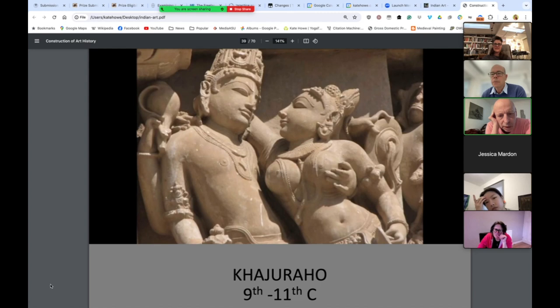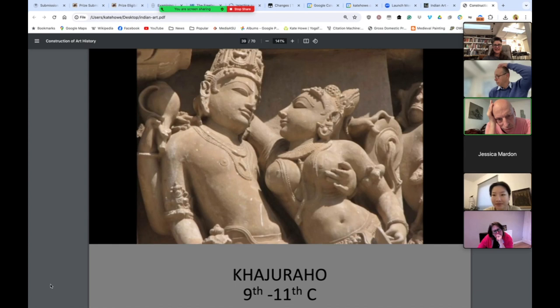This is Khajuraho. The whole temple structure is covered with scenes of erotic embrace. When the British colonized India, they were shocked to find these temples. They thought they must be heathen culture, to conflate eroticism with religion.